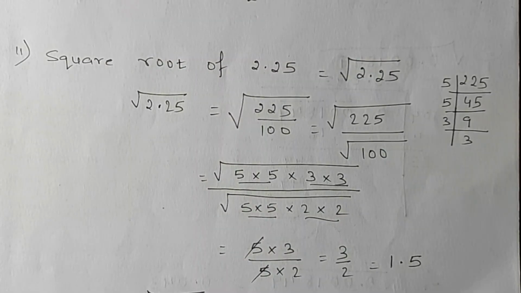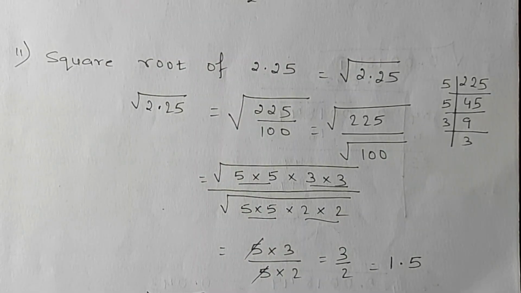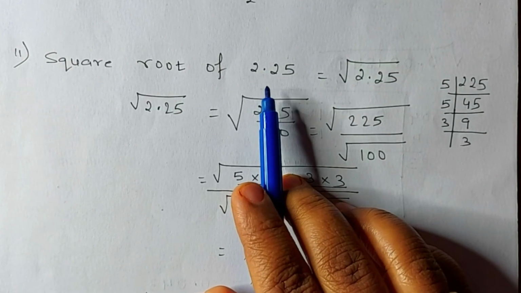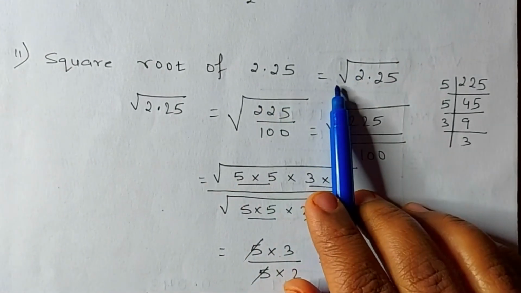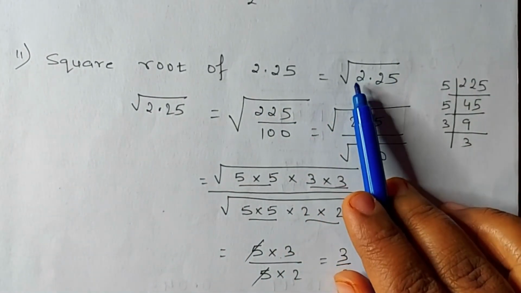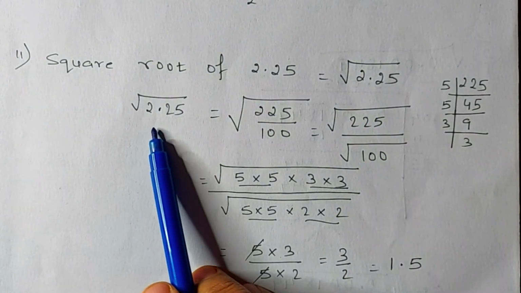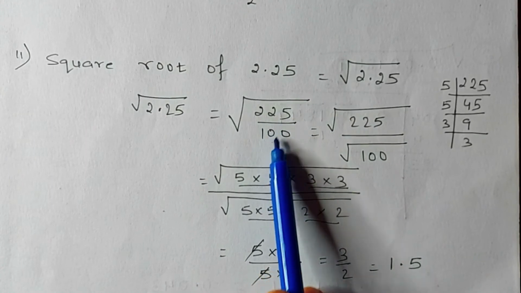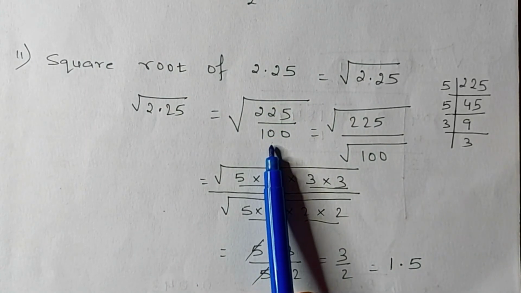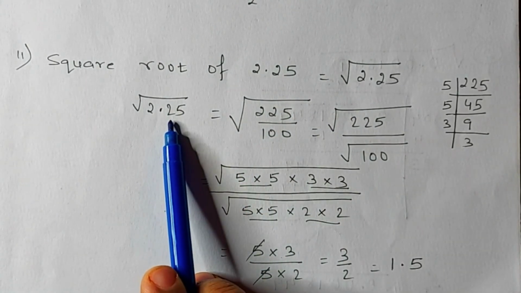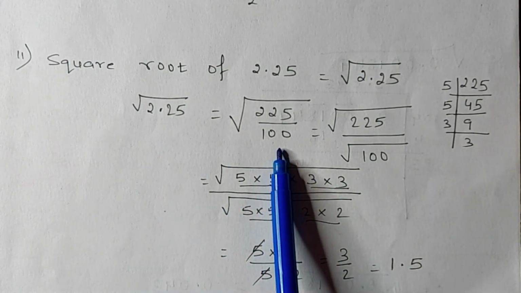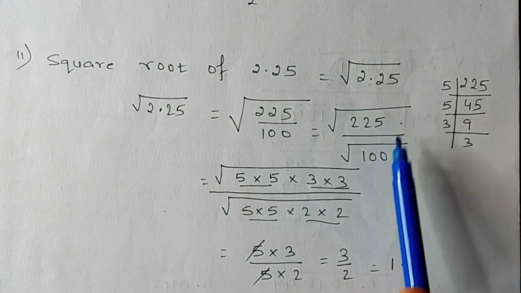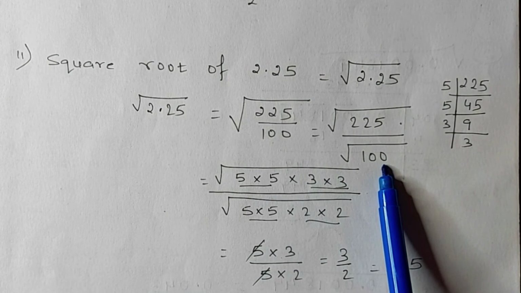Okay. One more example. Here the question is in decimal form. Square root of 2.25 is equal to the radical sign over 2.25. You convert 2.25 into fraction form. So square root of 225 by 100. Why did 100 come? Because there are 2 decimal places. Now square root of numerator by square root of denominator. In this way we can separate it.